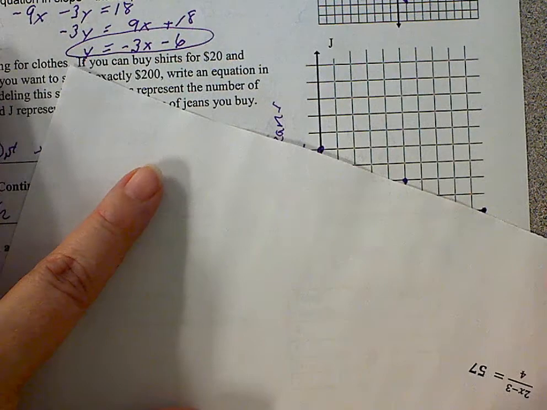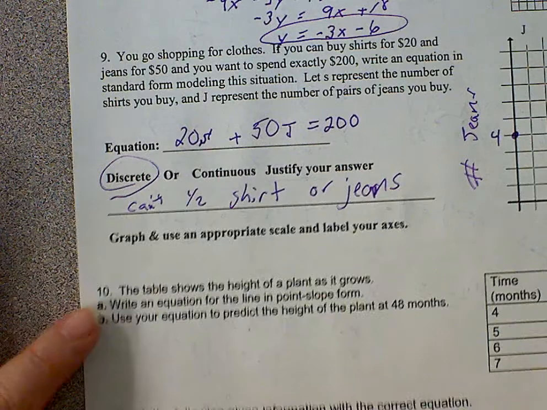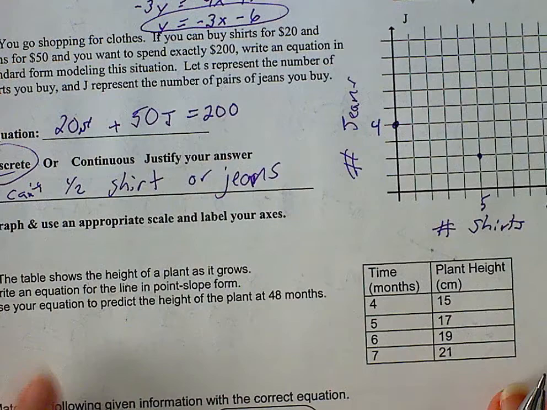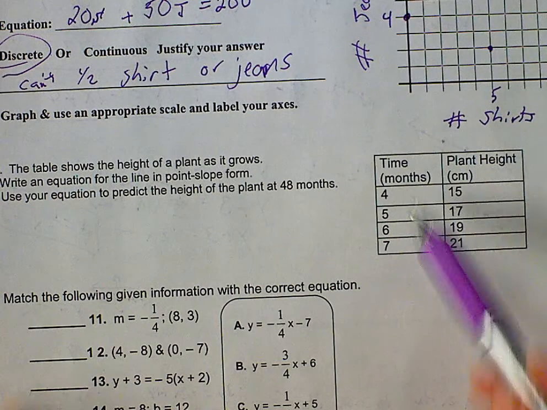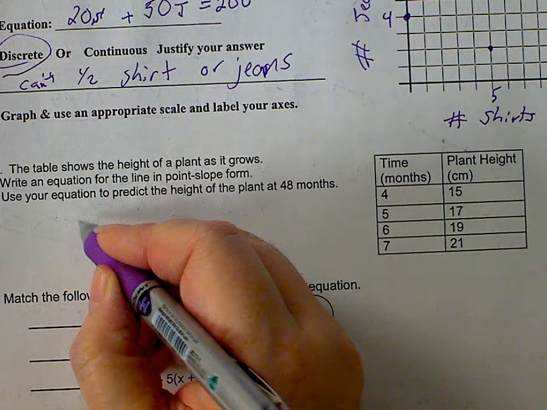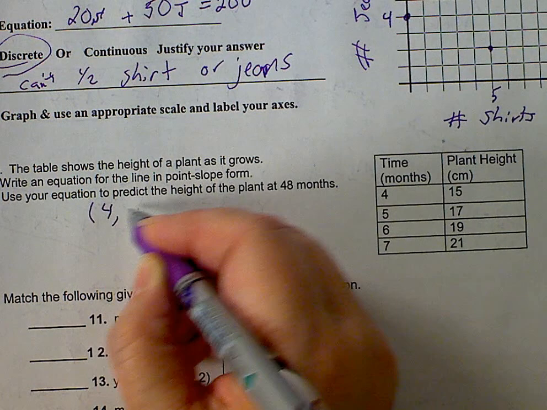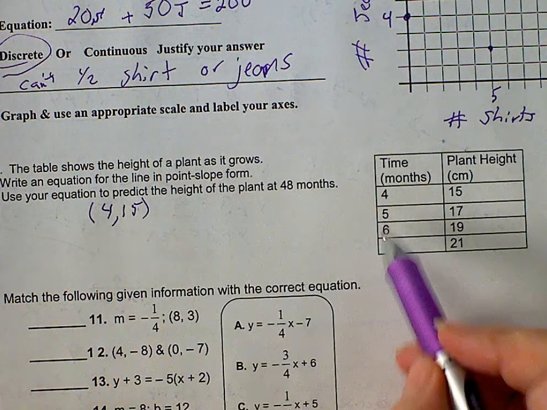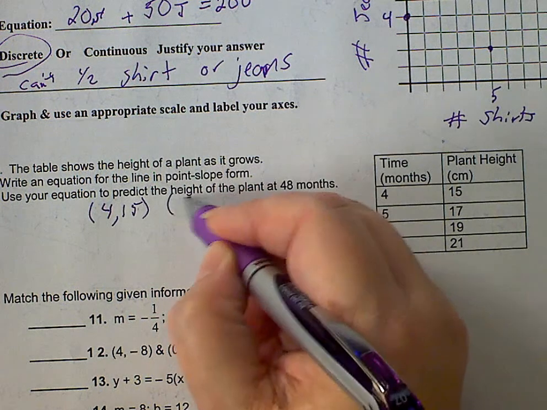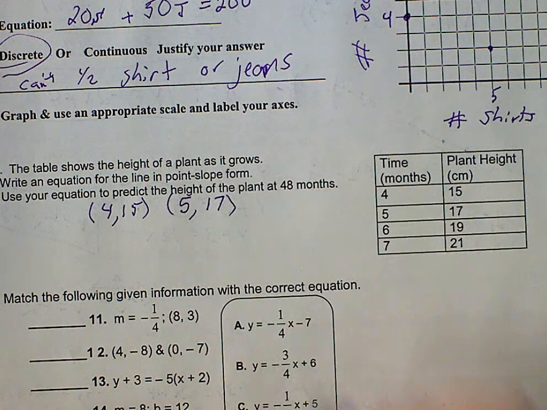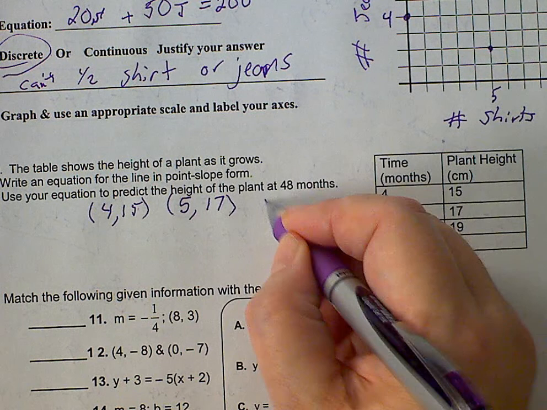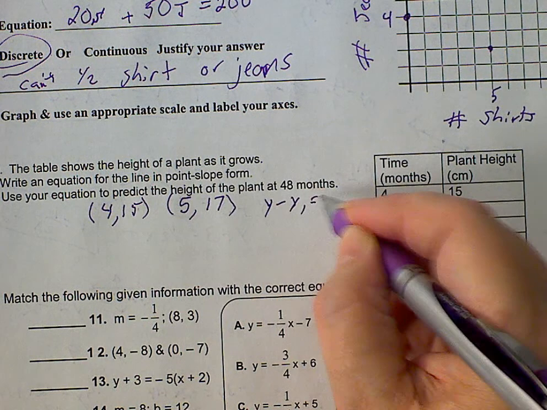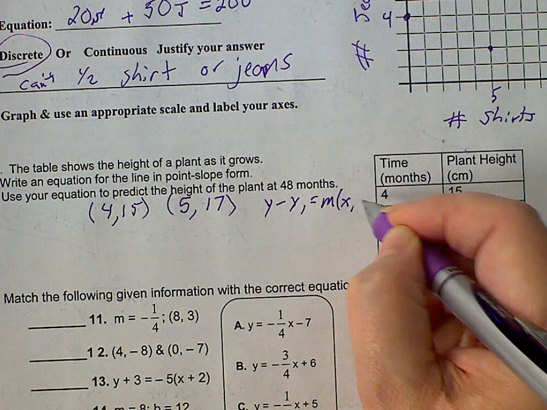We have here on 10, you are going to find, you have a chart so you can do 2 points. You have 4 comma 15 and 5 comma 17. Then you're going to use your equation of your line. You find your slope and you use this formula. y minus y1 equals m times x minus x1. And I will tell you the answer.